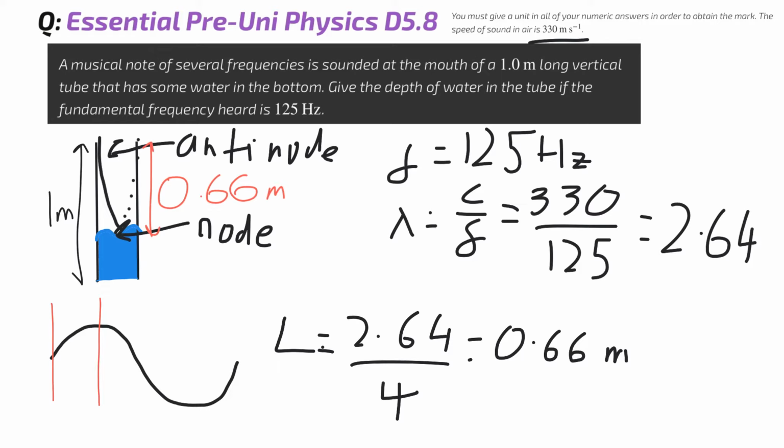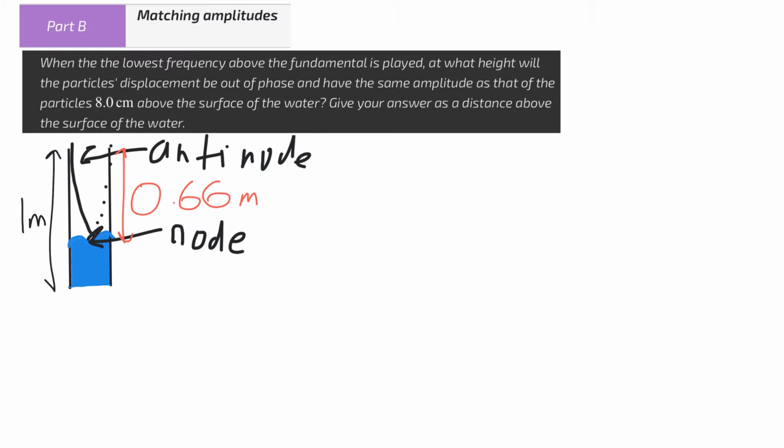Well, to do that, we're simply going to do 1 minus 0.66, because 1 is the length of the whole tube, and 0.66 is the length of the air section, so the length of the water bit will be 0.34 meters. But there you go, that's how we do part A of that very difficult question. This is again a very difficult question. This is part B of that question, so just pause the video, take a second to read it.